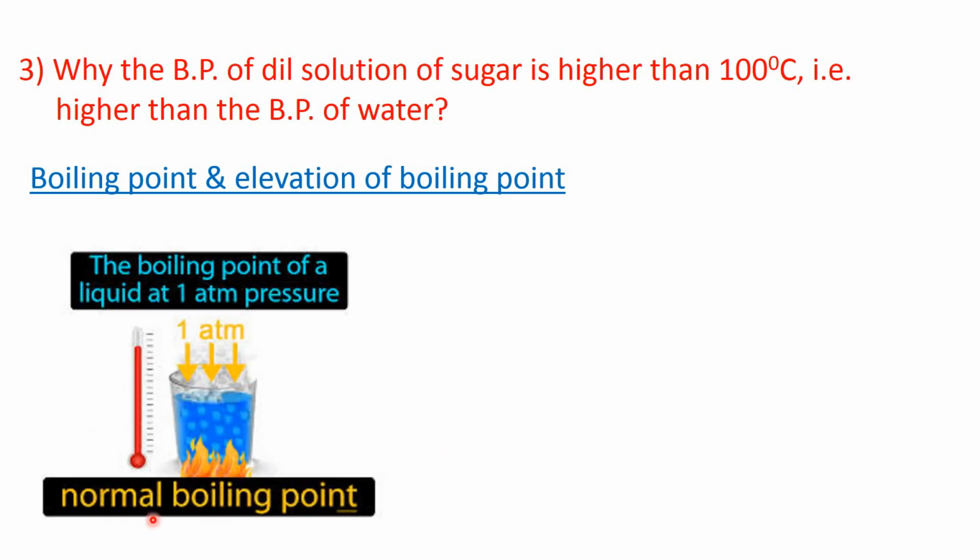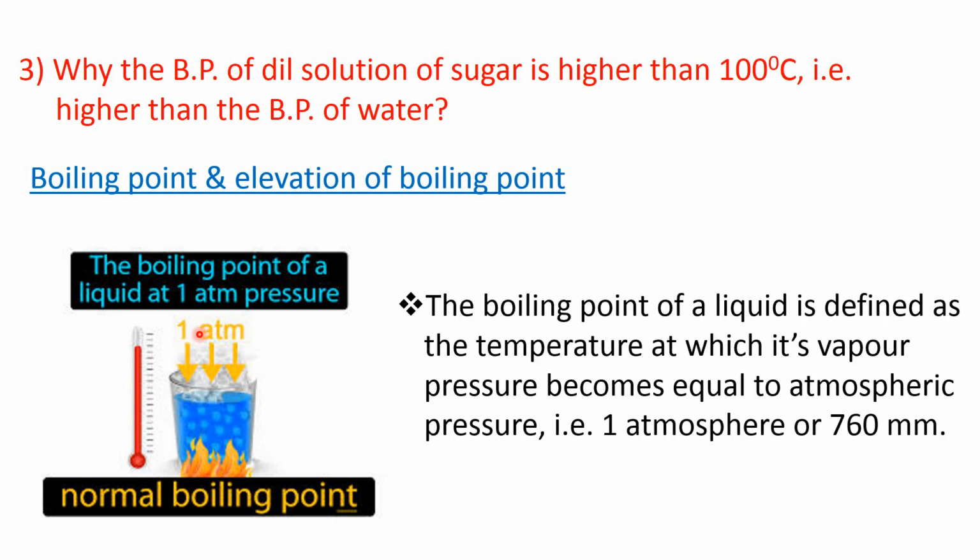So, what is boiling point? Boiling point is the temperature at which the vapor pressure of the liquid becomes equal to the atmospheric pressure, that is 1 atmosphere or 760 millimeter of mercury. Okay. So the boiling point of a liquid is defined as the temperature at which its vapor pressure becomes equal to atmospheric pressure, that is 1 atmosphere or 760 millimeter. That is the normal boiling point.